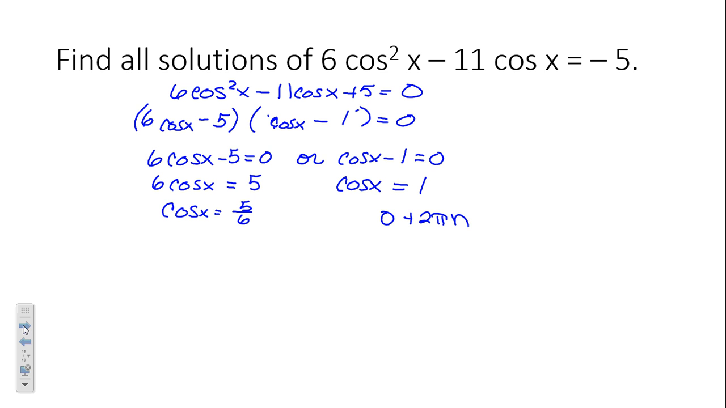And then we have to figure out what angle makes the cosine 5/6 in radians. It's okay to leave them in radians, so make sure your mode is in radians. And then we do the arc cosine of 5 divided by 6, and we're going to get roughly 0.586 radians plus any other rotations of that.